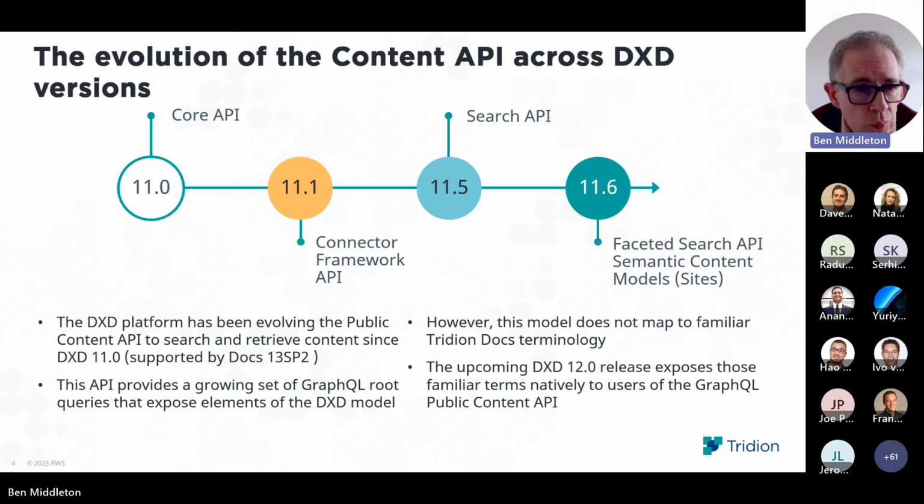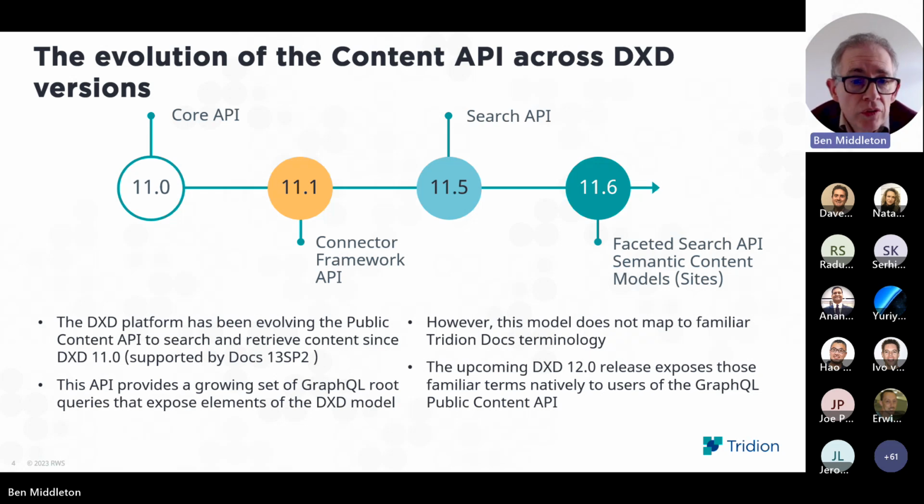So over these various versions, we started off with a core API that supported our delivery platform, and then we began to introduce new APIs to support new features. You can see on this timeline the key APIs that were introduced at various points. The interesting ones for the Docs customers, I think, was the search API in DXD 11.5, because this is where we provided a search interface on top of GraphQL that unlocked a lot of our semantic AI features going forward. And you can see in the last release of Docs and DXD, we included that faceted search API.